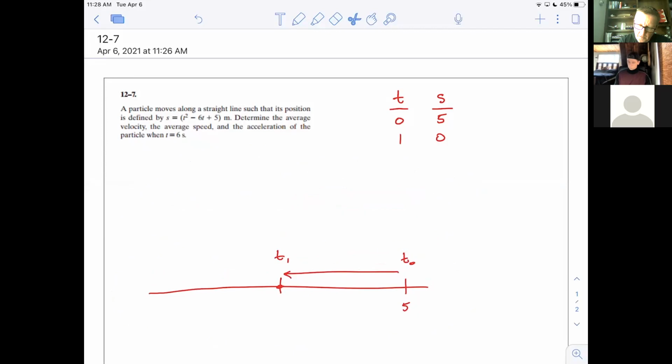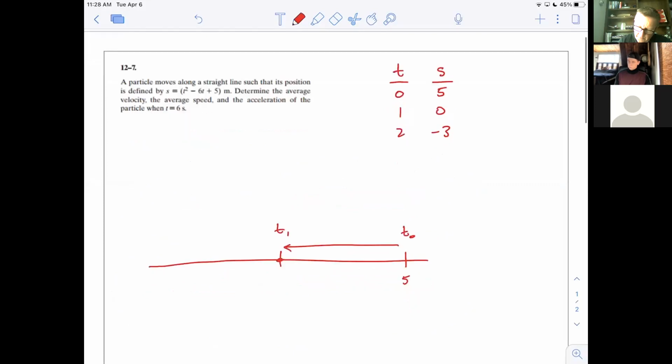So let's see what happens at time 2 then. 2 seconds later, I put 2 into that and I get -3 out. So it apparently continues to the left. And now it's at -3. Let's draw that down here. And then I stick a 3 in. We're only concerned to 6 seconds, thankfully, or we'd be here forever.